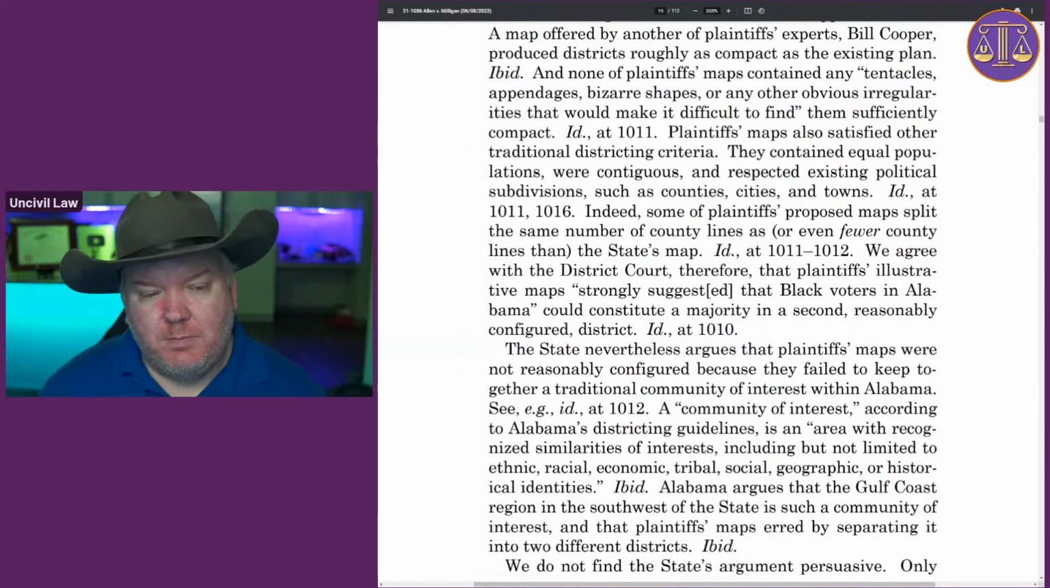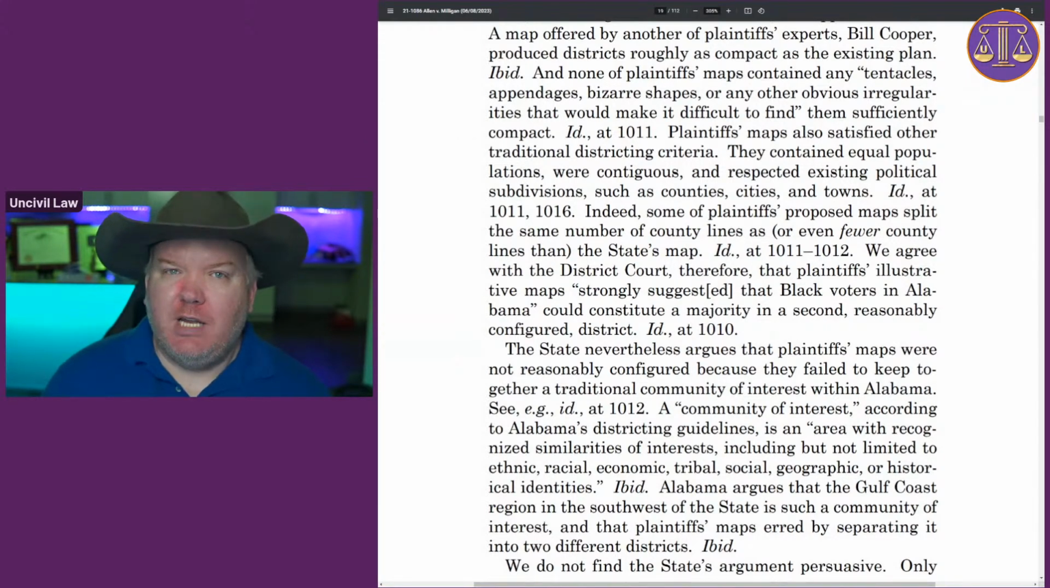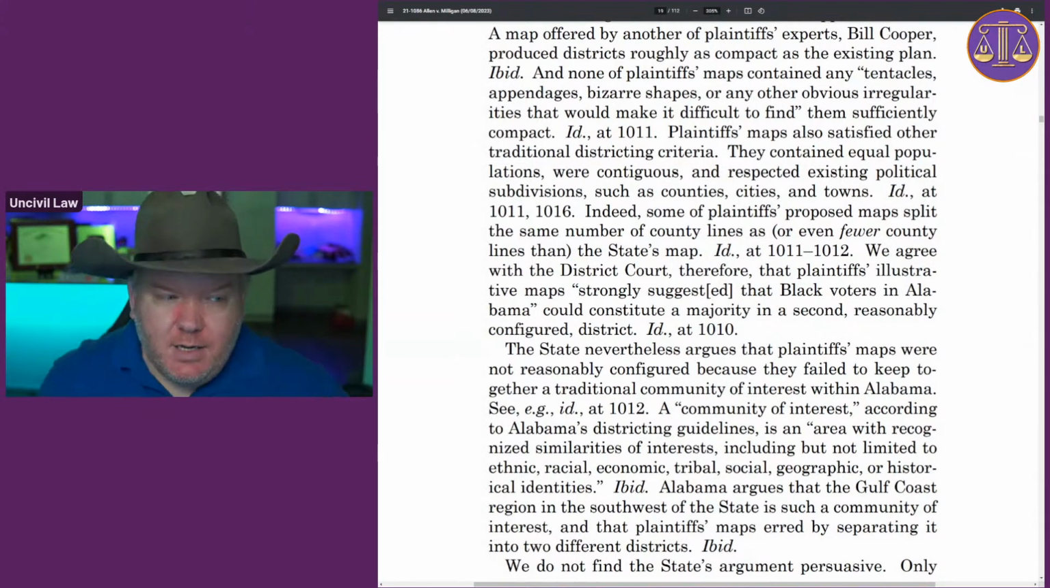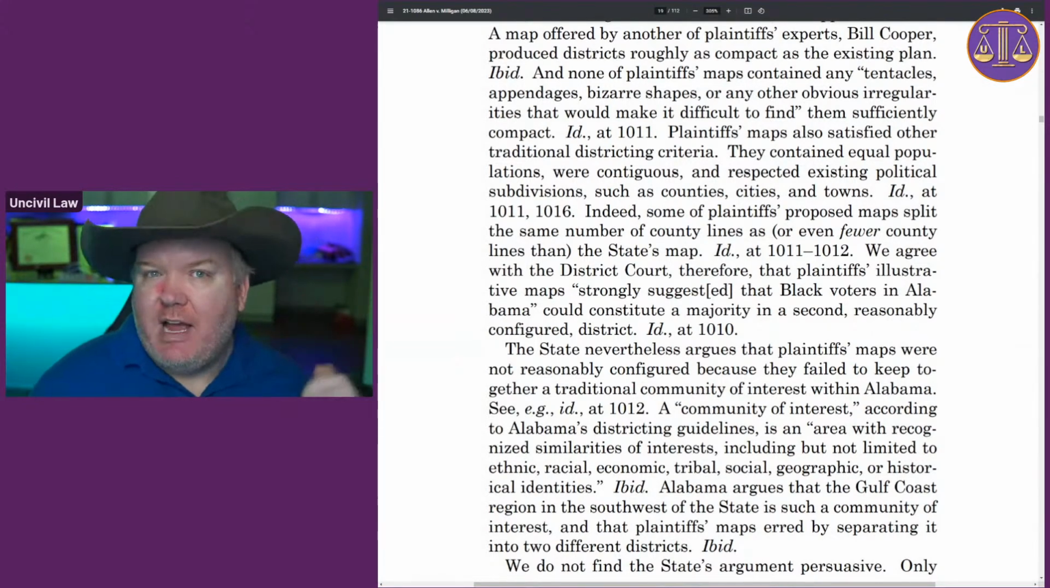Indeed, some of the plaintiffs' proposed maps split the same number of county lines or even fewer county lines than the state map. We agree with the district court, therefore, the maps strongly suggest that black voters in Alabama could constitute a second majority district. Okay, great. We have produced a bunch of alternative maps. These alternative maps show that we could do this, and they satisfy all the traditional criteria that we're also looking for along the way. That's good news.